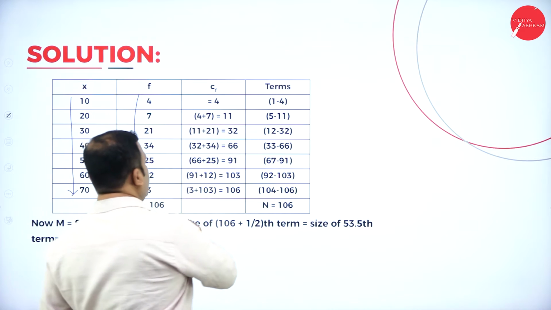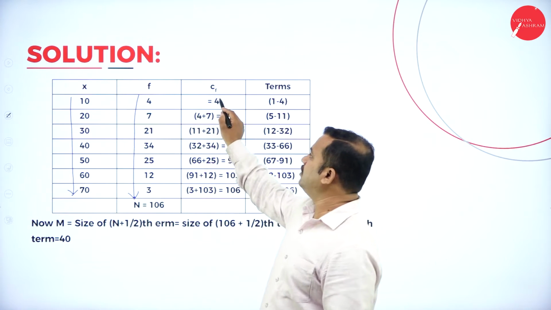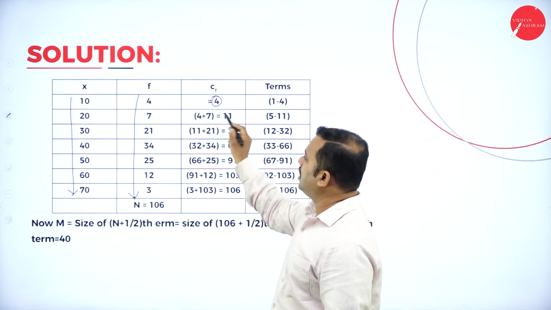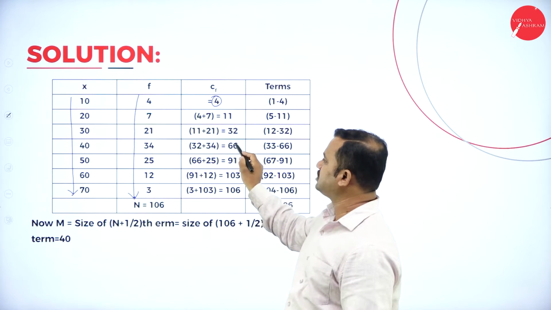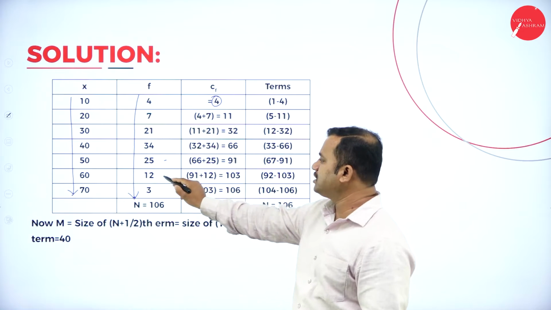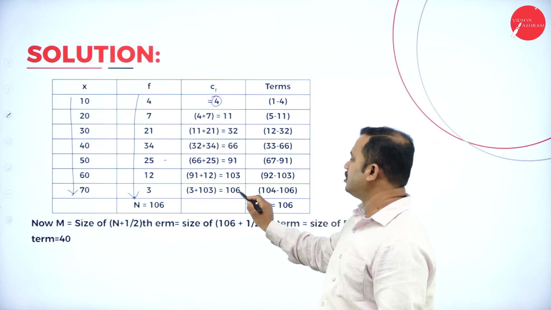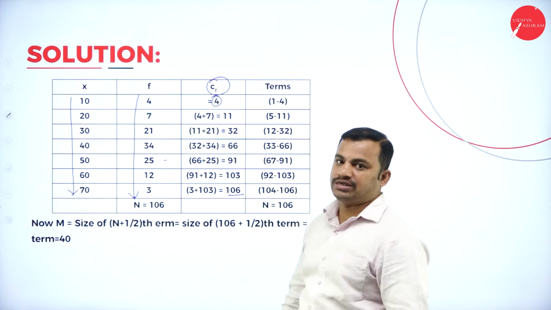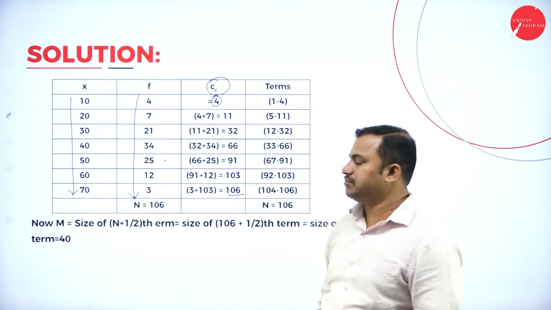Now we have the cumulative frequencies. How can I find the cumulative frequencies? That is equal to 4. 4 plus 7 is equal to 11. 11 plus 21 is equal to 32. 32 plus 34 is equal to 66. 66 plus 25 is equal to 91. 91 plus 12 is equal to 103. 103 plus 3 is equal to 106. This is called the cumulative frequency. That means the present item depends on the previous item.